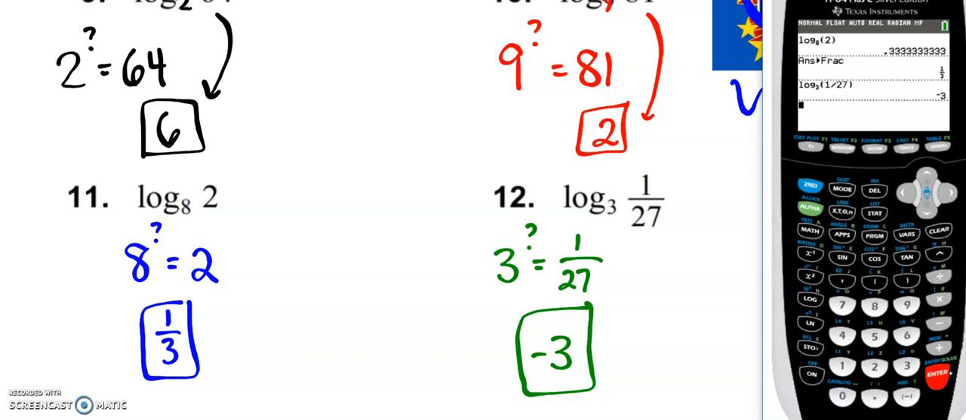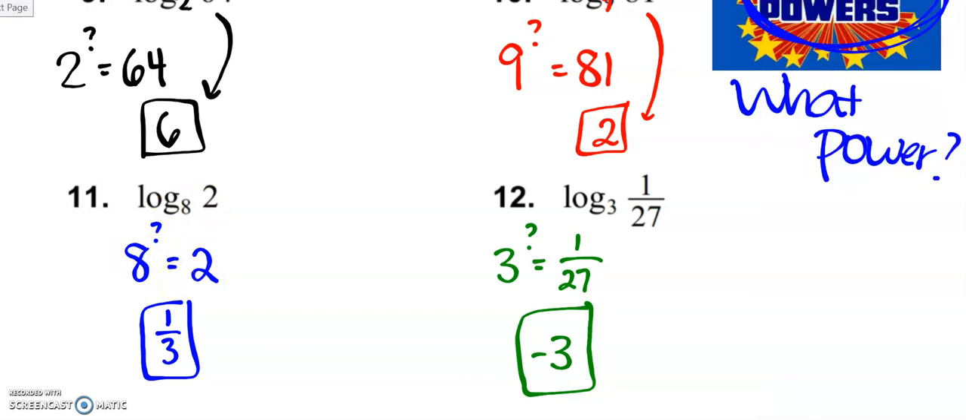And again, if you don't have that button, just jump online and use the Desmos calculator to do it. That'll be totally fine for the time being. We will learn eventually a way to do it on your calculator, but you can also just ask yourself that whole "what power" question, which is a great way to go.